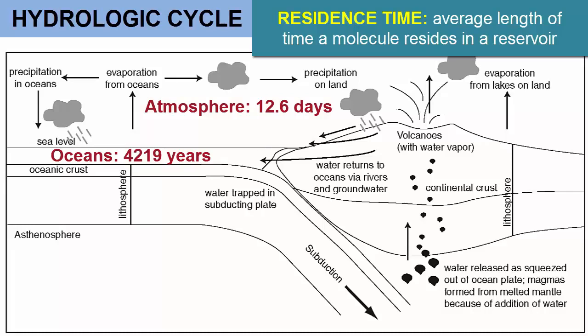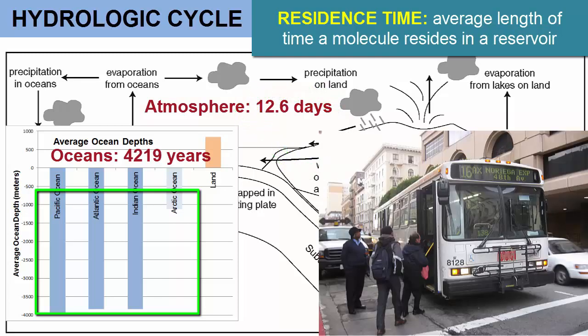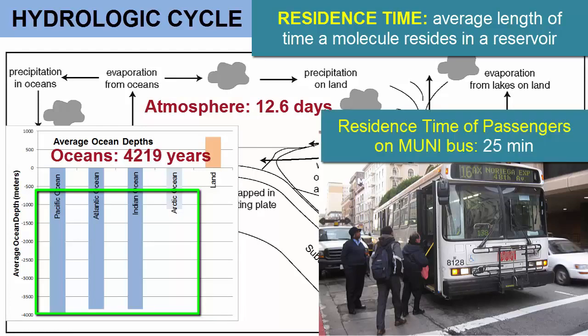Why the difference? There is so much deep water in the oceans that isn't in contact with the atmosphere. That makes the oceans a large, stable storage reservoir. The atmosphere, on the other hand, is short-term storage, where water resides on average a little less than 2 weeks. Water enters and leaves easily and quickly through evaporation and precipitation, like a city bus with passengers getting on and off at stops along the way. For example, the residence time of a passenger on a San Francisco Muni bus might be about 25 minutes.